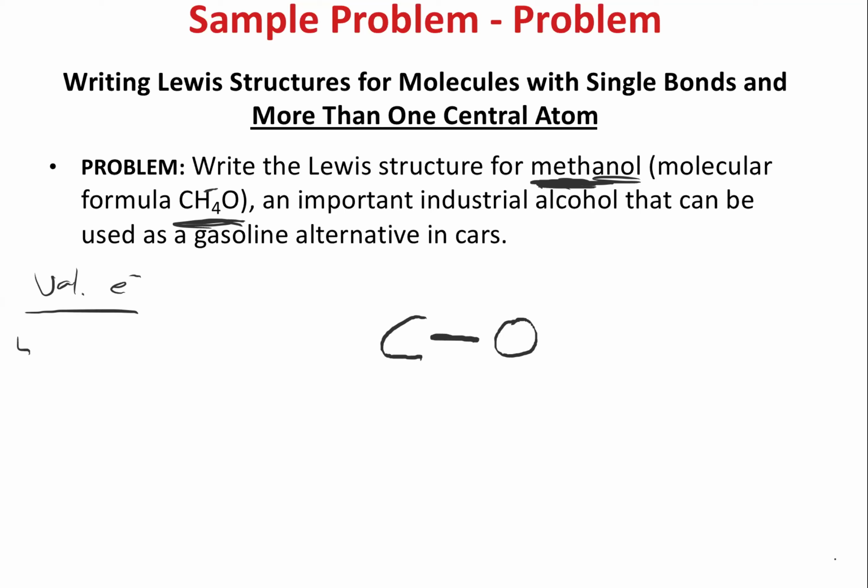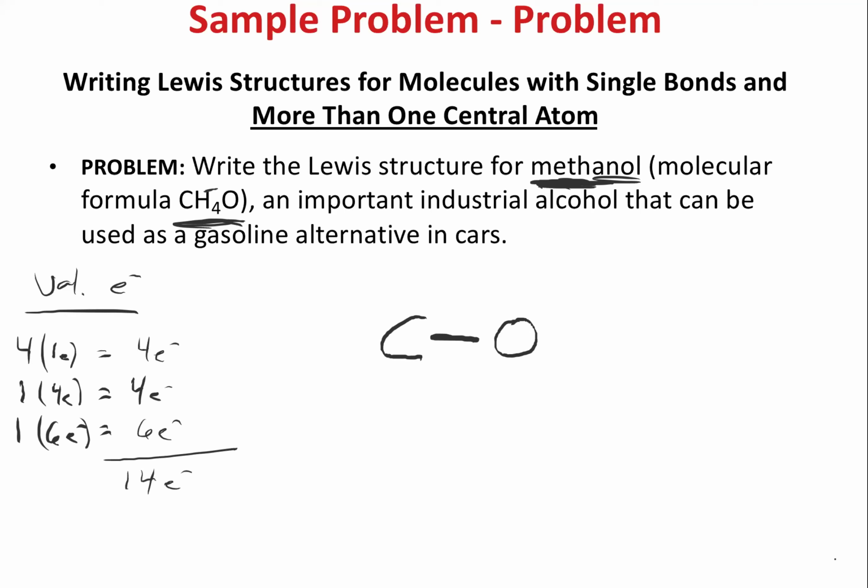So we've got 4 copies of hydrogen, CH4O, right? Each hydrogen's bringing along 1 valence electron for 4 to use in bonding. We've got 1 carbon. Carbon's a member of group 4A, so it's got 4 valence electrons. It brings along 4. We've also got a copy of oxygen. Oxygen is a member of group 6A, so it's got 6 valence electrons. You add them all together, it looks like we've got 14 valence electrons to build our structure out of, okay?